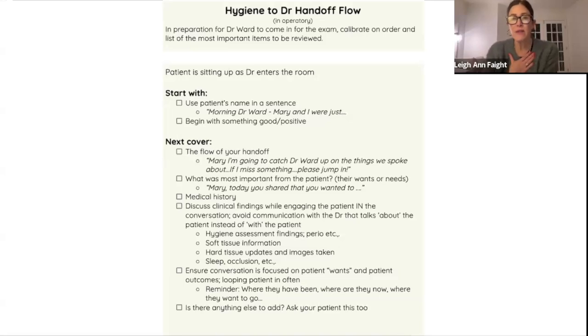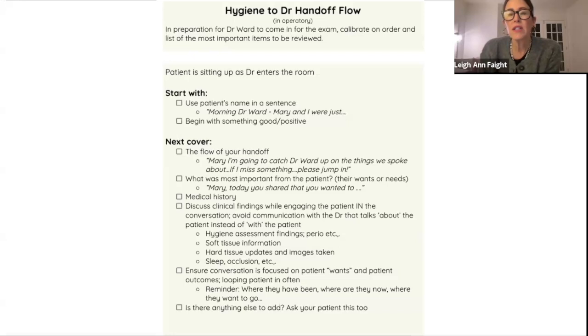Oftentimes, and I did this for many years until I understood the impact, I would actually stand behind the patient chair. I would be at the computer screen while my doctor would be gloving up. I would be talking about Mary over top, like my voice would just go right over top of the patient and hopefully land on the other side where my doctor was standing. I talked about her as if she wasn't there, and in a way that disconnected the engagement that I initially created when it was just her and I.